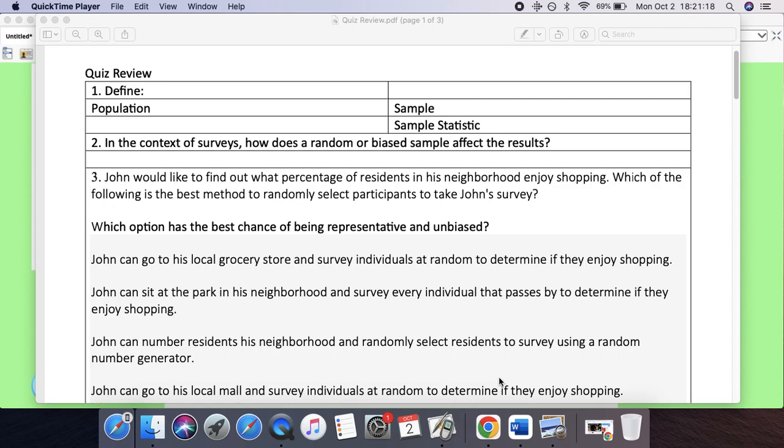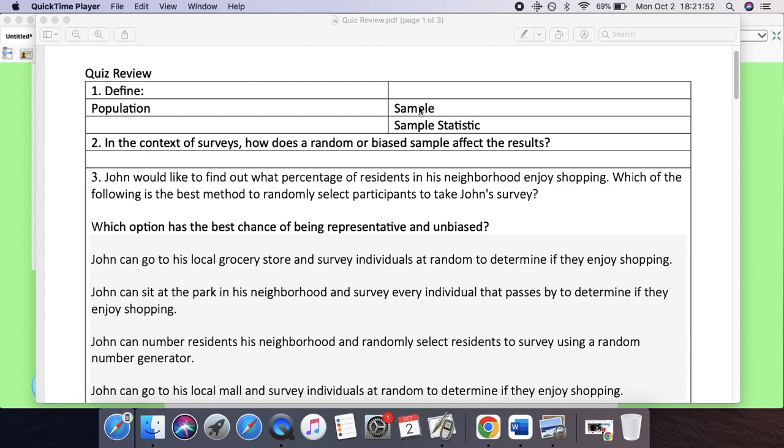Population is the group that you're interested in and the group that you want to find information from. So I want to know what is junior high school 194's favorite music group. The whole student body is my population, right? Now, because the population is too big, I'm going to take a sample. The sample is this group that I randomly selected, and where I'm taking the information from.